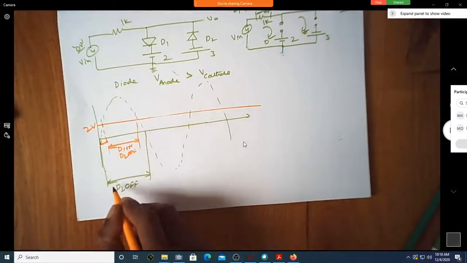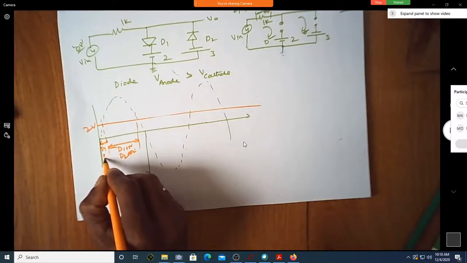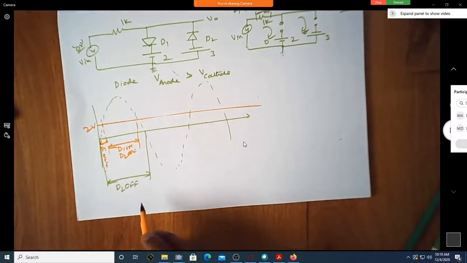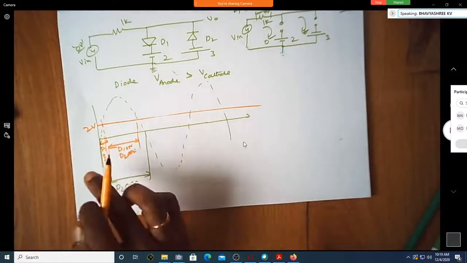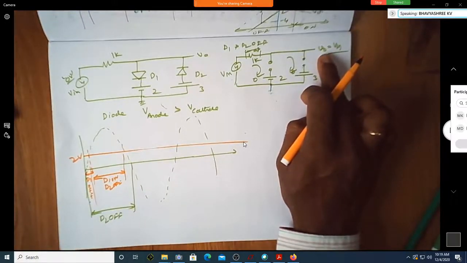Here both are off, because anyhow D2 is fully off, so D1 is also off here. Yes, sir. So here both are off. When both are off, what is the output voltage? V naught follows V in.